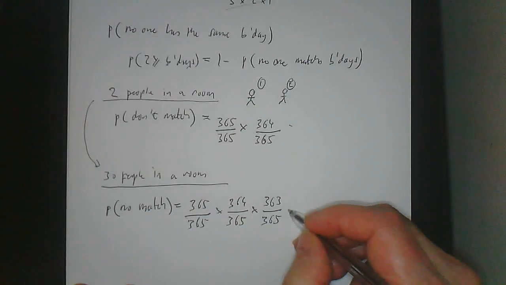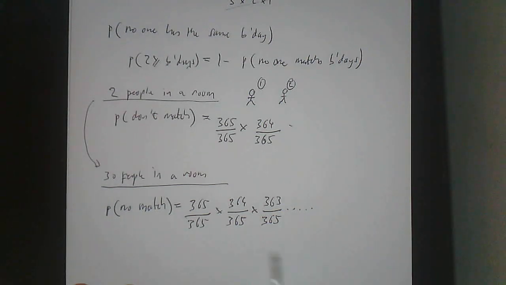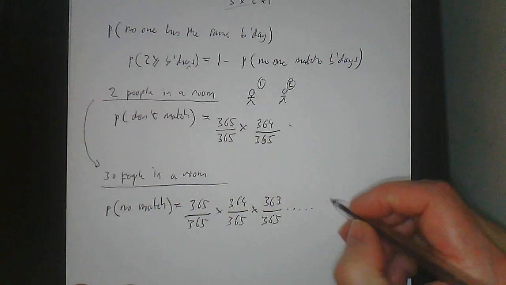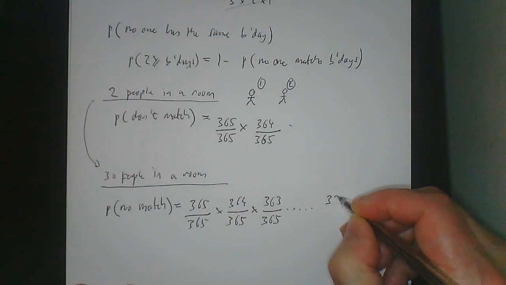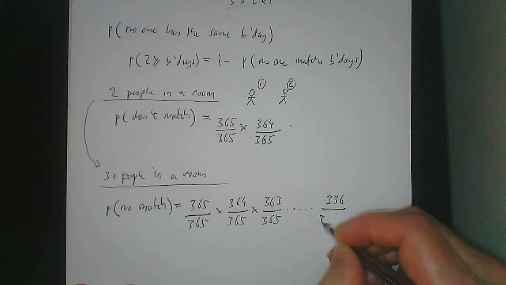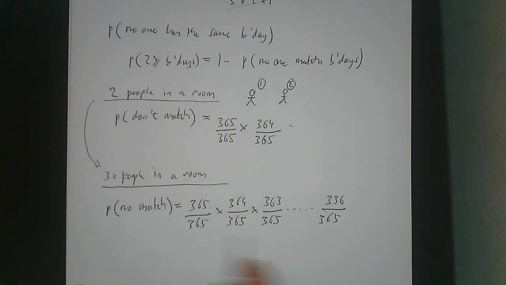So there's only 363 left to choose out of the 365. And you can see we can keep doing that. And if we want to work out the last one, that's the first, the second, the third. So in the end, we need to do 365 minus 29, which is 336, over 365. So this is the calculation that we need to do to work out no match for 30 people.